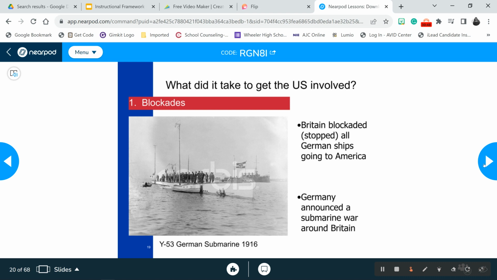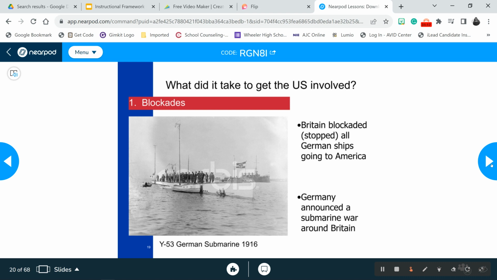Because remember, before 1917, there was a lot of money going towards Germany. So this hurt the United States economically. We good there? So the German blockade was one reason, because Britain blockaded, meaning stopped all German ships going to America. Because again, Great Britain understood that Germany was getting help from the United States. They wanted to stop that. Is that clear? And that makes sense as far as war.